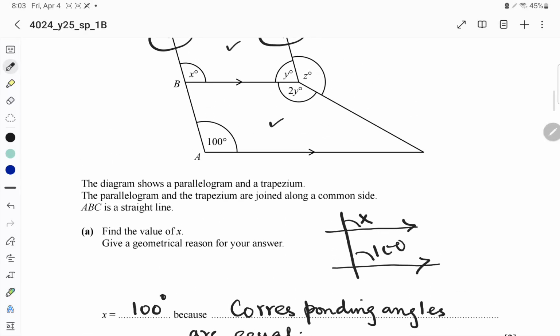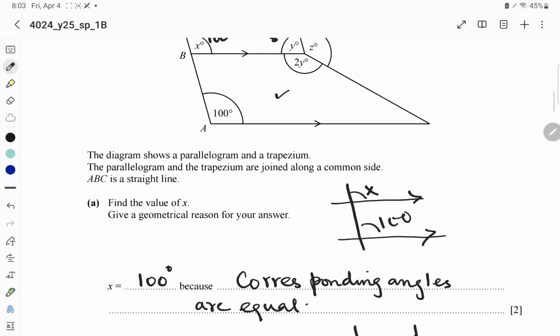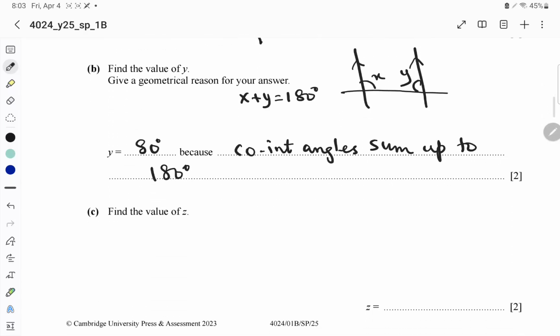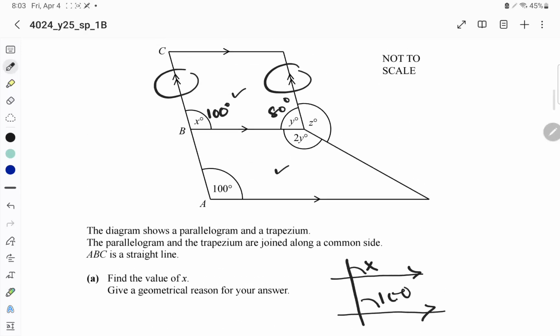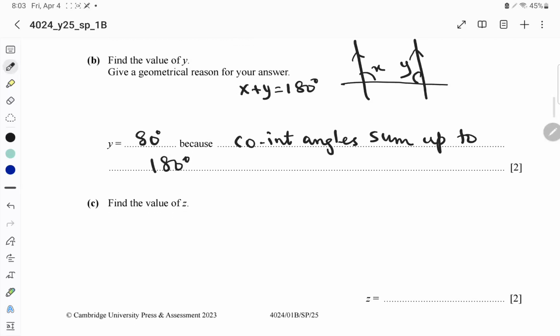So whenever we look at this question, this is 100 and this is 80 degrees. I label it because that will be helpful for us to find out the value of z as well. So this will be 2y, so 2y is equal to 160 degrees. 2 into 80 is equal to 160 degrees, and all together this makes a complete circle, so that is equal to 360 degrees.